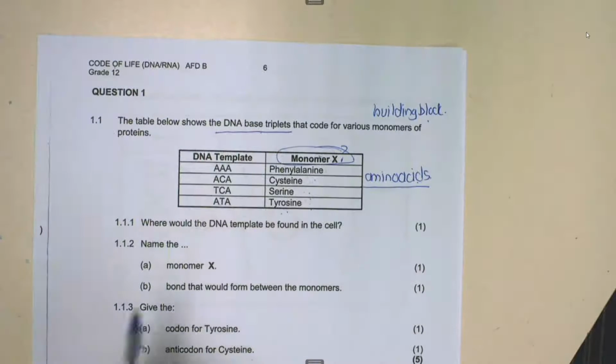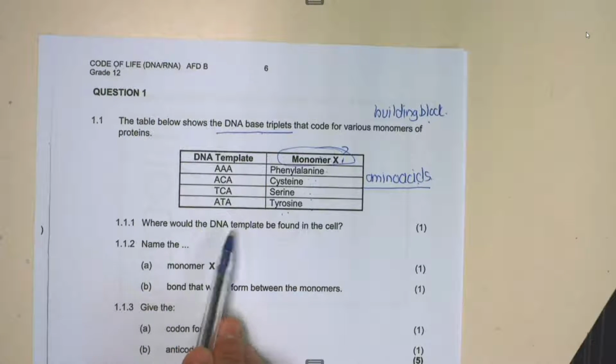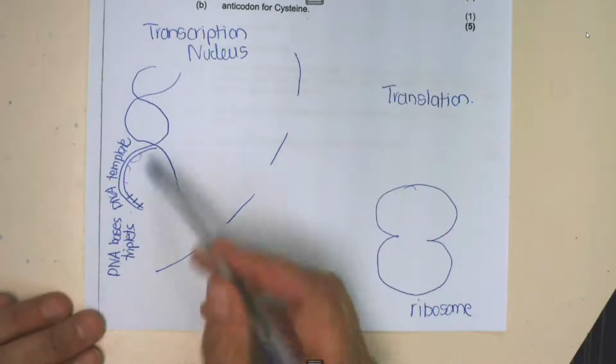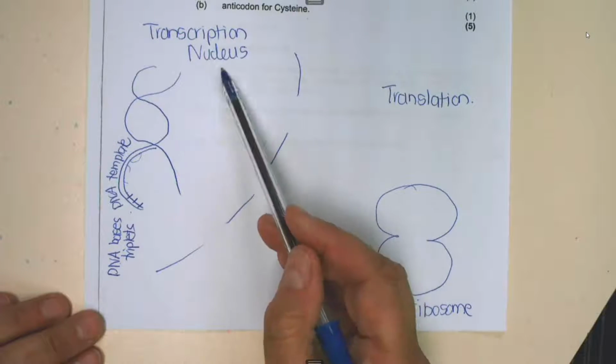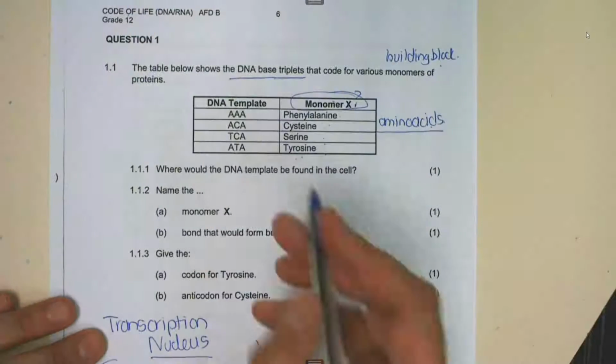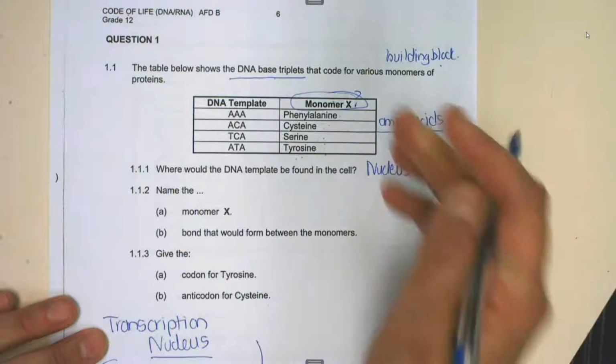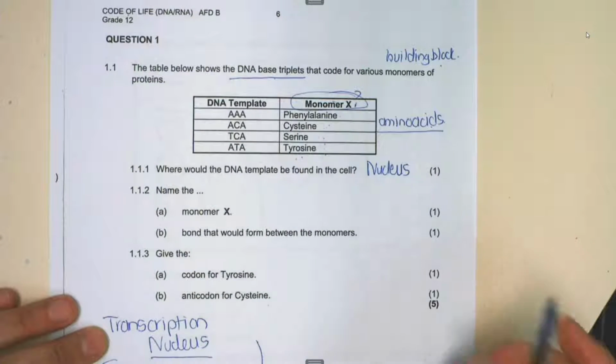And now we look at the questions. 1.1.1, where would the DNA template be found in the cell? That we must know now, because DNA can't go anywhere, it stays in the nucleus. So the answer, where will we find the DNA template? Obviously, that will be in the nucleus. So they always start with the easy questions and then it becomes more difficult.